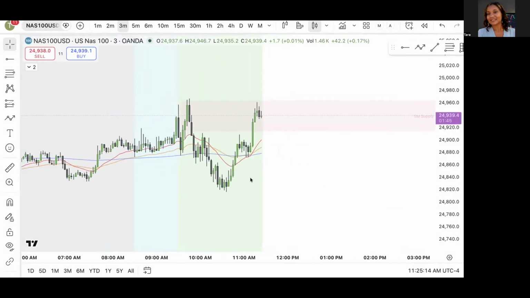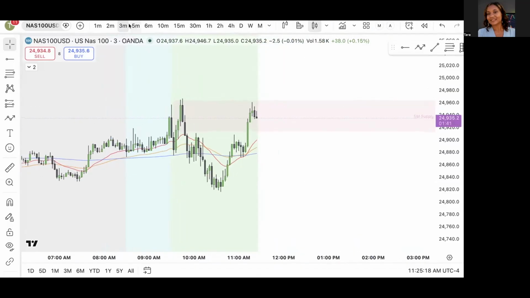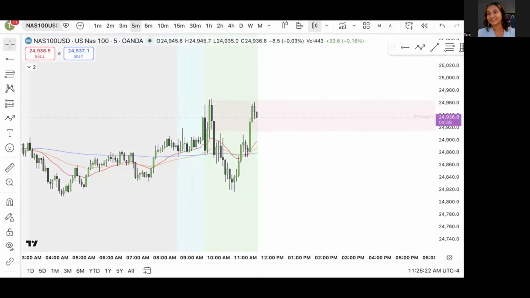So the difference isn't the strategy, it's the timing. When we wait for the retest and let the market confirm the move, our entries become a lot more consistent.